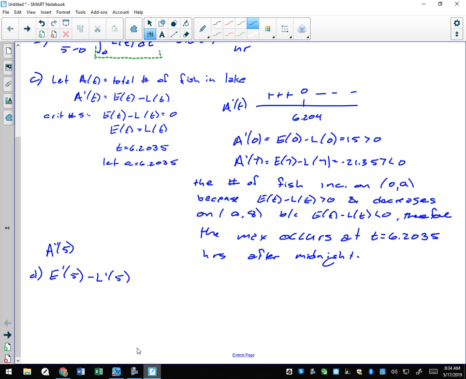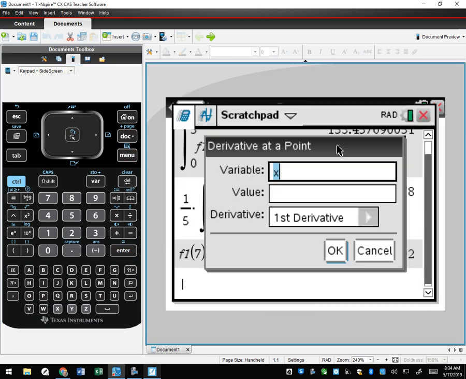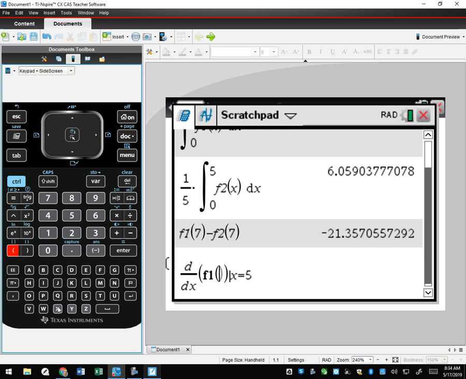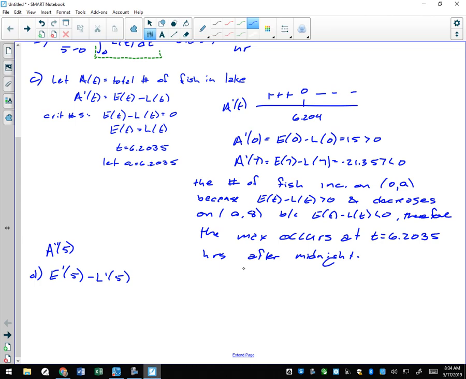And when I punch that in, we're going to have to do derivative at a point here. So menu, calculus, derivative at a point. I want to find the value at 5 of the first derivative of f1 of x, and I can go ahead and do minus f2 of x. Let's go ahead and get both of those at once. So the derivative of f1 minus f2 at 5, control enter, we get negative 10.7227.